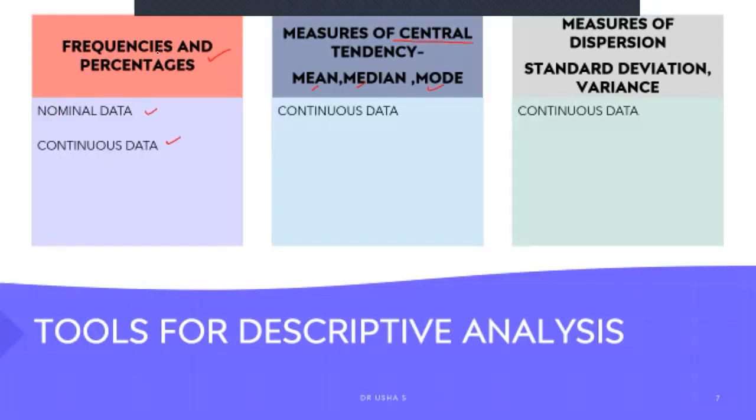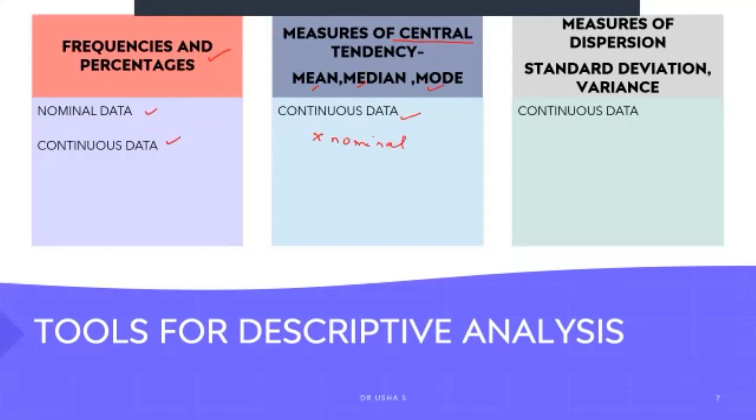Mean otherwise called as an average. Median is the middle value. Mode is the frequently occurring data. Here, what kind of data can be used? It is only the continuous data. You cannot use nominal data.